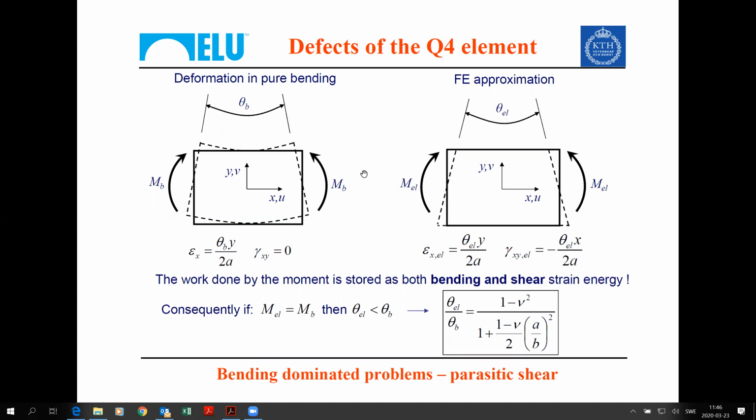The performance of this element is better than that of the triangular element, but it still has problems with bending dominated problems. If you take, for instance, a deformation in pure bending, so assuming that your element is subjected to pure bending, you'll have a bending moment here, a bending moment of equal magnitude here. These are in balance, and the shear stresses are 0. Of course they are, there is no shear force, nothing here.